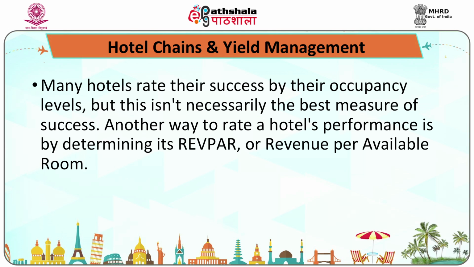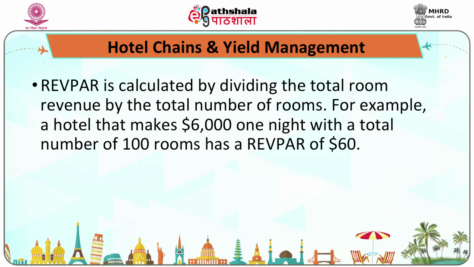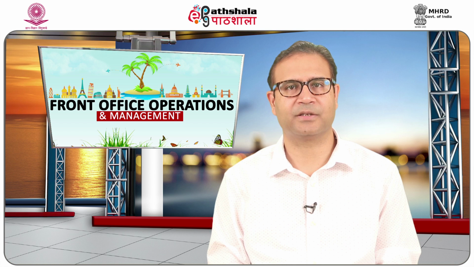Another way to rate a hotel's performance is by determining its RevPAR or revenue per available room. RevPAR is calculated by dividing the total room revenue by the total number of rooms. For example, a hotel that makes $6,000 one night with a total number of 100 rooms has a RevPAR of $60. The revenue manager's job is to maximize the revenue per available room by selling rooms to the right customers at the right price at the right time.